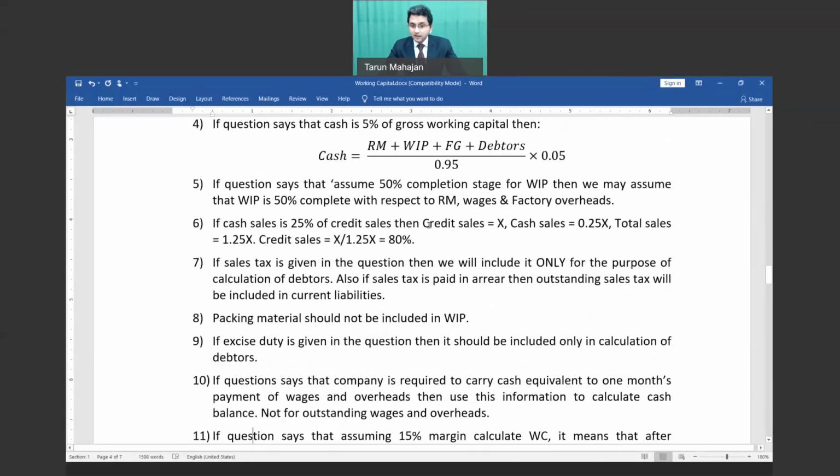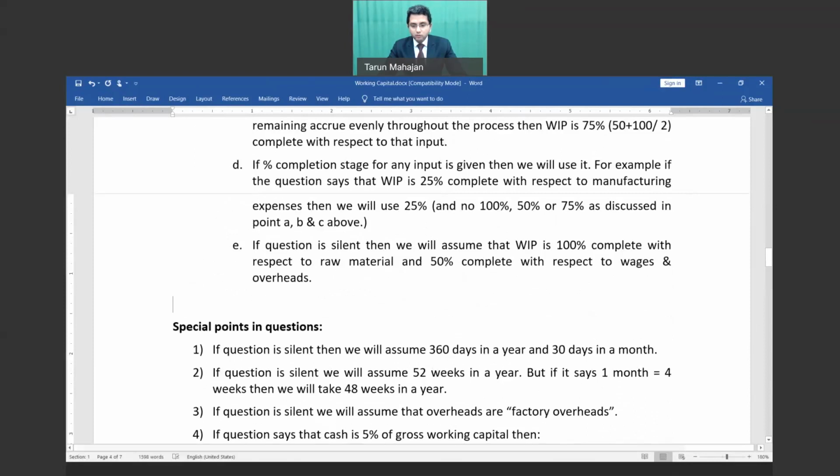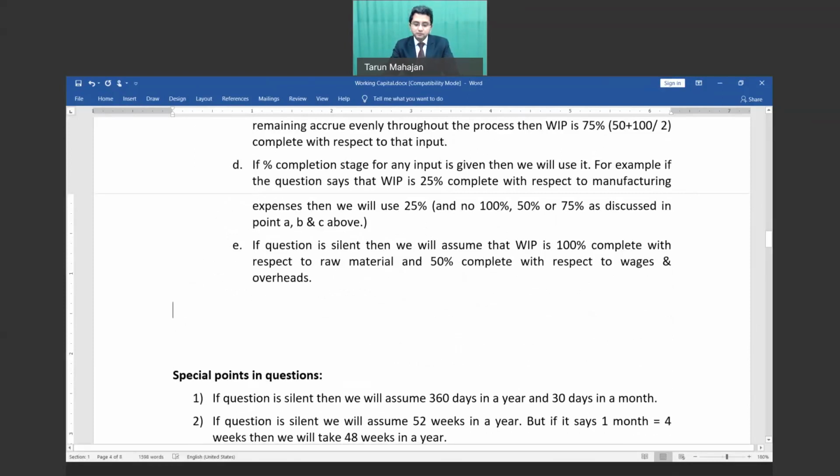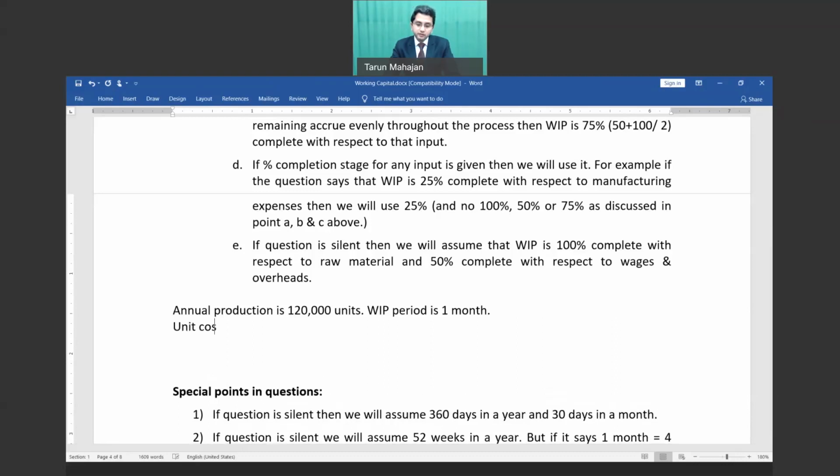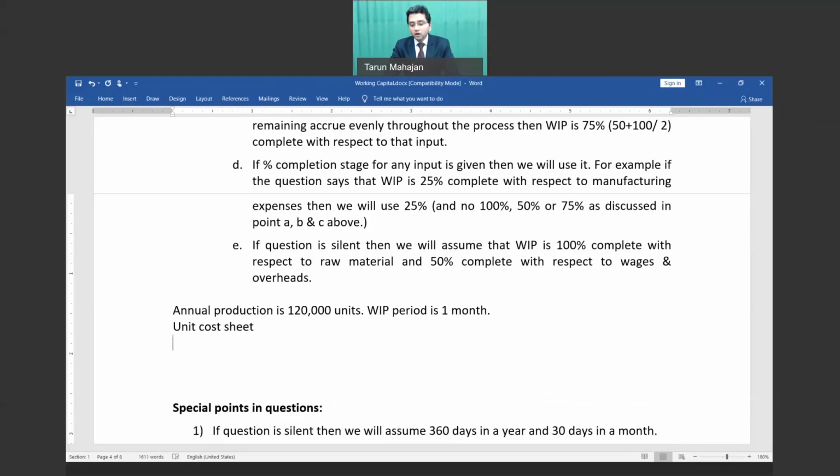Probably I'll give you one example for this. Allow me to create one example. Say annual production is 1,20,000 units. And WIP period is 1 month, and the unit cost sheet looks like this.